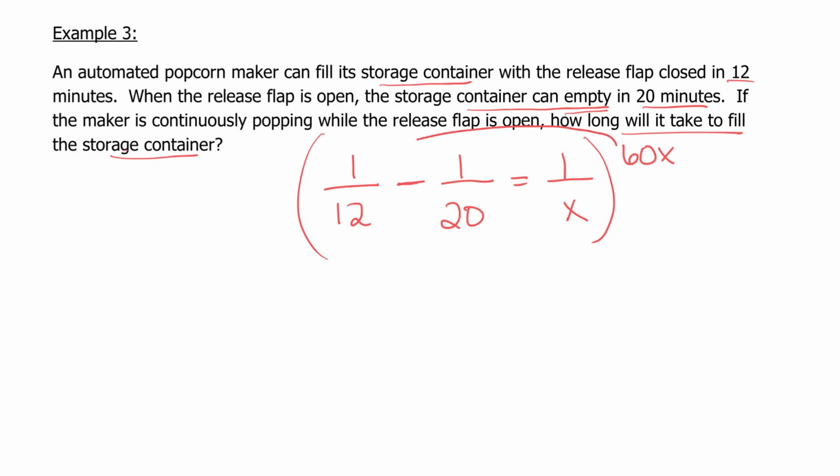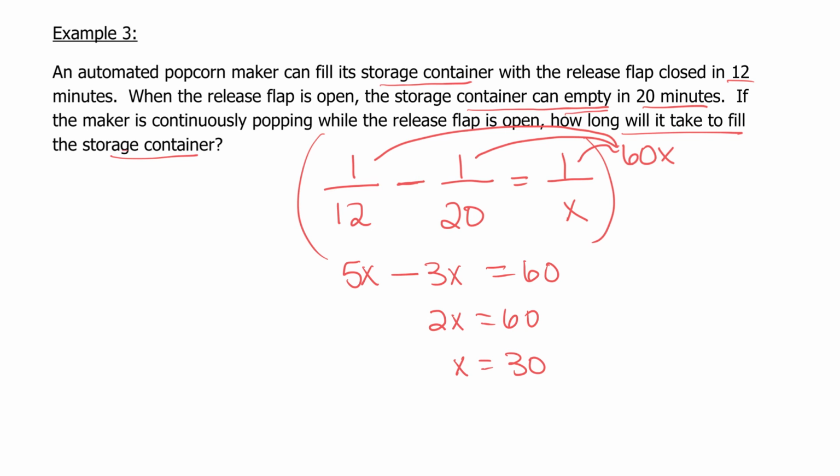Okay, so let's go ahead and multiply this together. Now, 60 divided by 12 is 5, so 5x times 1 is just 5x. 60x divided by 20 is 3x. 3x times 1, we're going to get a minus 3x. 60x divided by x, the x's cancel, so 60 times 1 is just 60. So 5x minus 3x is 2x. That's equal to 60. Divide both sides by 2, so you get 30. Now your answer is in minutes. So it would take 30 minutes for the container to fill.